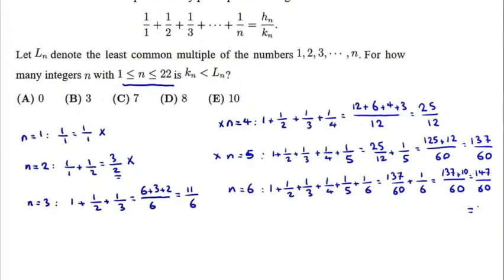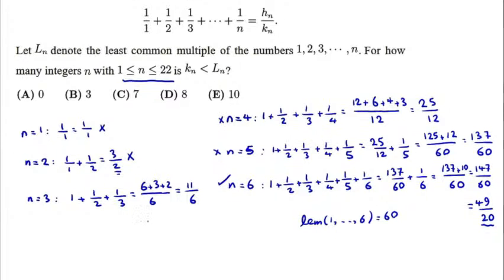Both numerator and denominator are multiples of 3. It will be 4, 49. Let's check: 12, 27, 49. Yes. And 60 over 3 is 20. Oh, so the LCM of 1 to 6 is 60, but here it is 20, so 6 is the first good number.